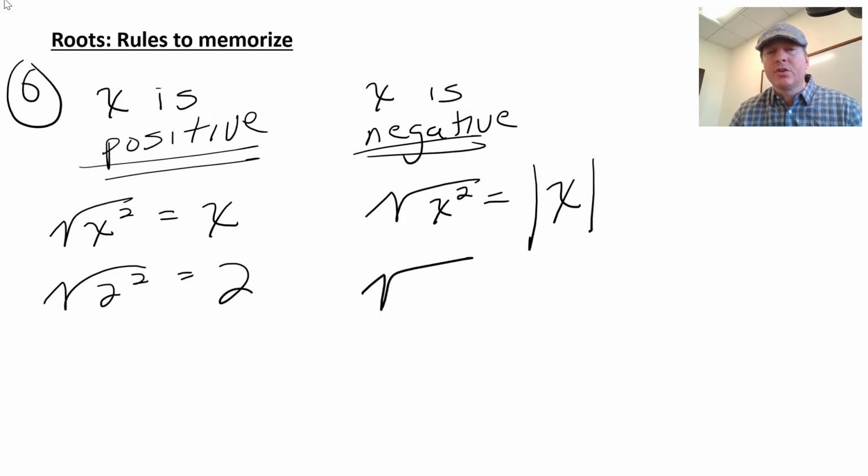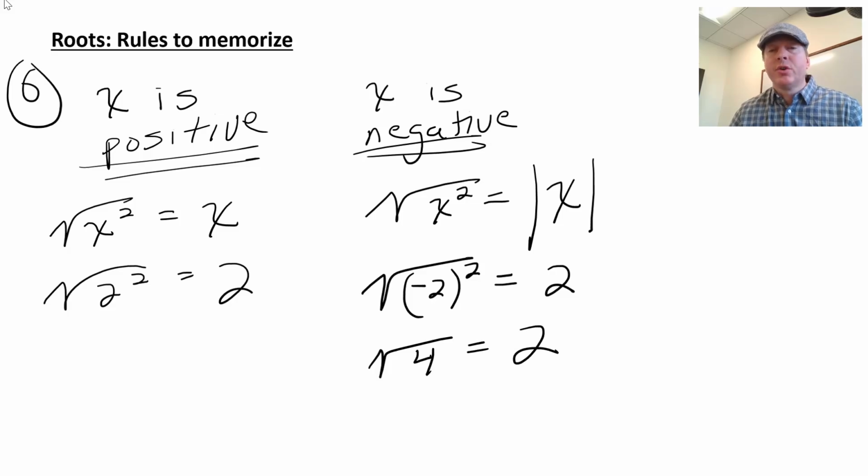So for example, if x is negative, suppose negative 2 squared. What's the square root of negative 2 squared? That is positive 2. We said earlier, if you have a number underneath the square root symbol, the result is the positive root. That's the same thing as the square root of positive 4, which is positive 2. So the square root of negative 2 squared, it's not negative 2, it's positive 2.